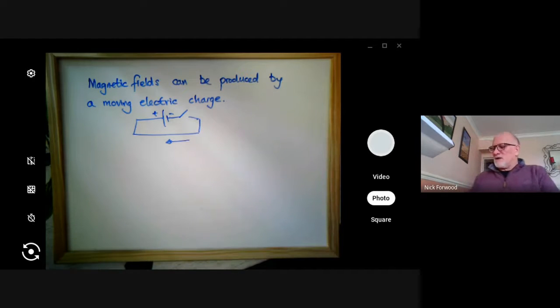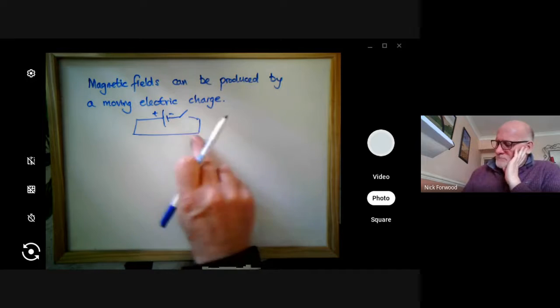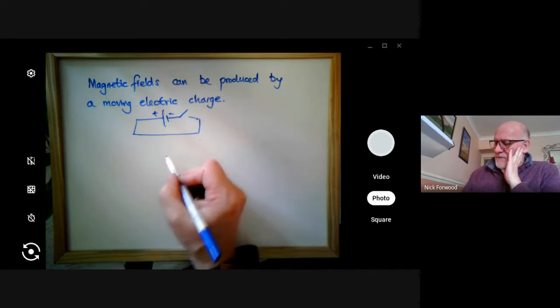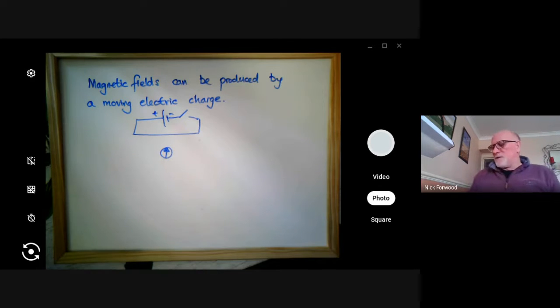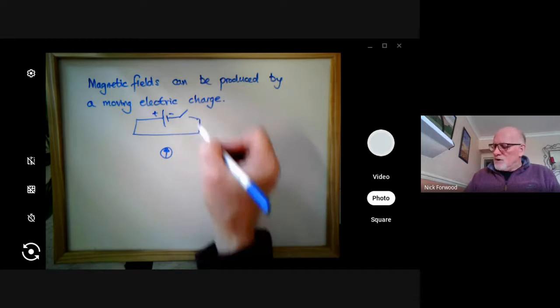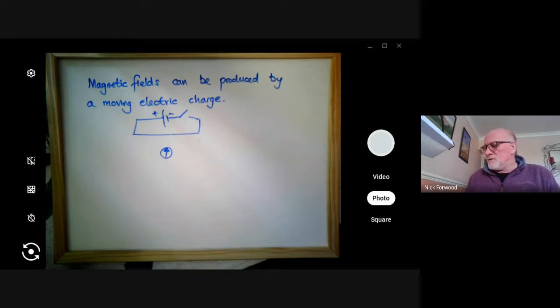Okay, so magnetic fields can be produced by a moving electric charge. Now, you can see this easily. You can't see the field, but you can see the effect quite easily if you take a compass, and normally a compass needle will point to magnetic north, and it will just sit there. There's no current flowing in the wire. The compass needle will point to the Earth's magnetic north pole.